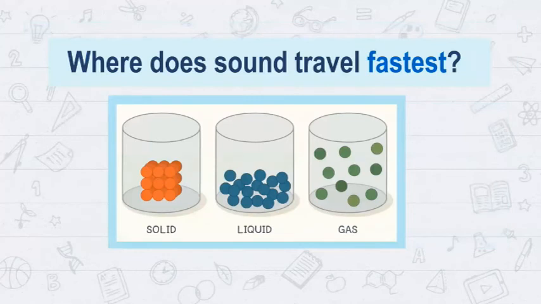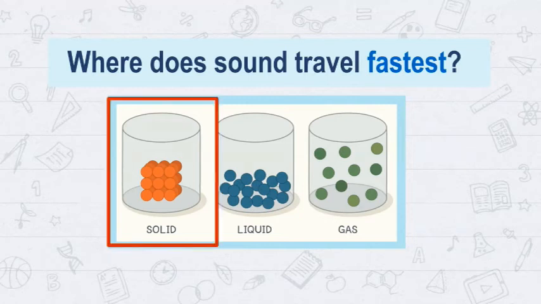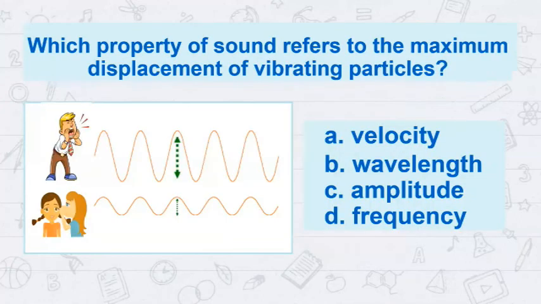Next, where does sound travel fastest? Is it in solid, liquid, or gas? Great! Sound travels fastest in solids due to its tightly packed molecules. Let's proceed. Which property of sound refers to the maximum displacement of vibrating particles? Is it A, velocity, B, wavelength, C, amplitude, D, frequency? Good. The answer is C, amplitude, which is the height of the wave. You're doing well.